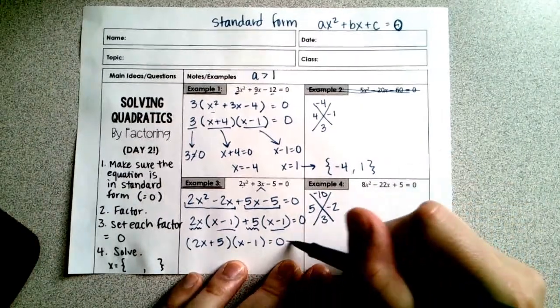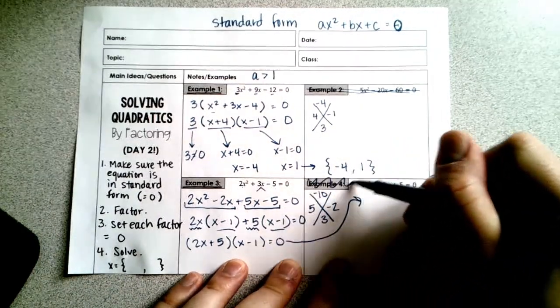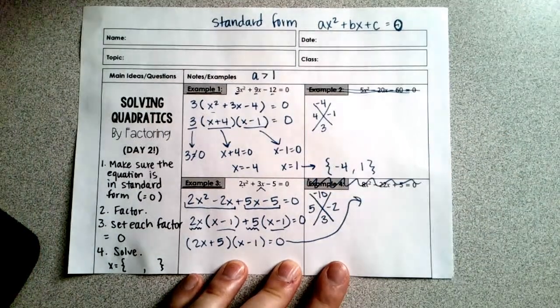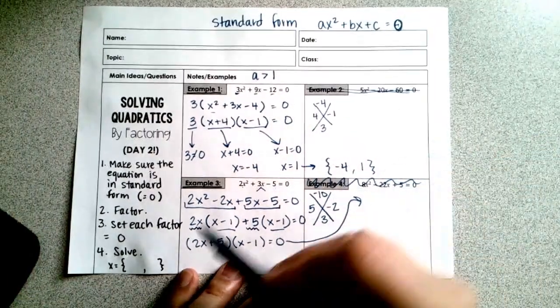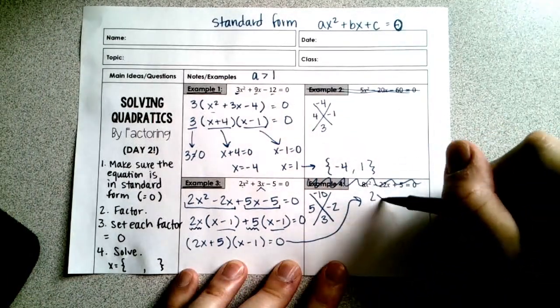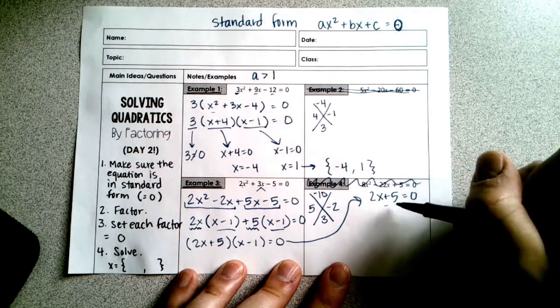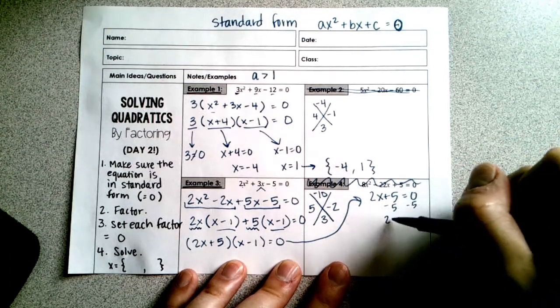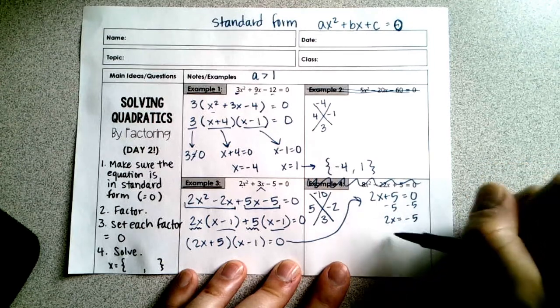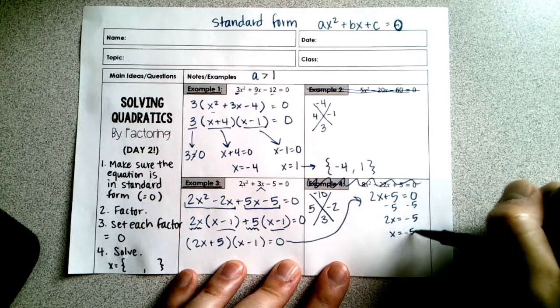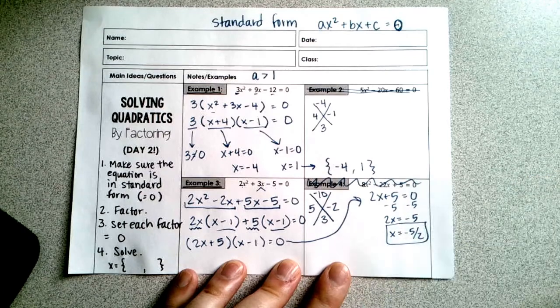And now I'm going to jump over here to finish the problem. You set each factor equal to 0 and solve for x. So for this first factor, we have 2x plus 5 equals 0. So we would subtract 5 from both sides. 2x equals negative 5. x equals negative 5 over 2. So that's one of our answers.